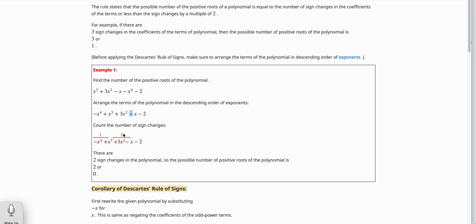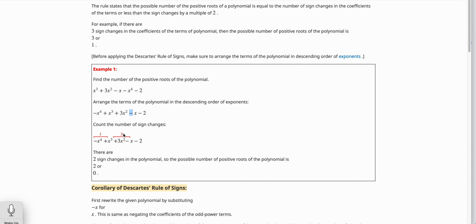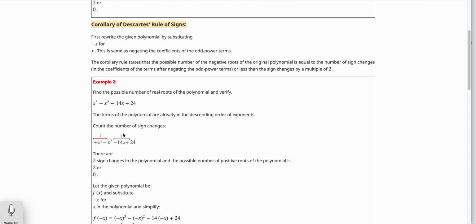Now, with the positive roots, there's an additional step you have to do. You have to think of that as the maximum number, which would be 2. Then I can reduce that number by 2. So there could be 2 positive roots, or there could be no positive roots, because 2 minus 2 is 0. That's the key piece you have to really think about: the subtraction of 2 to get that lower answer.